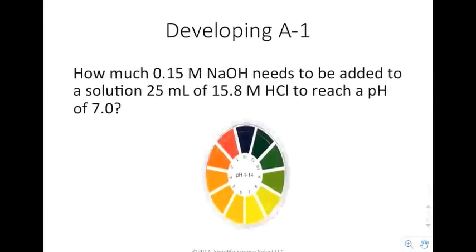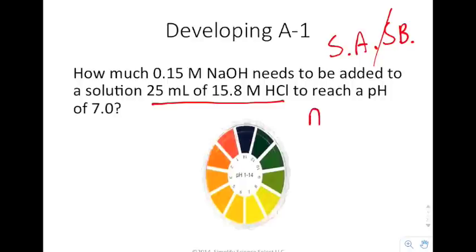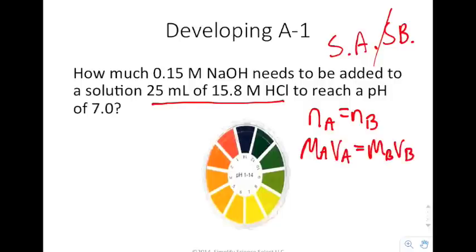It says how much 0.15 molar sodium hydroxide needs to be added to a solution of 25 mL of 15.8 molar HCl in order to reach a pH of 7. You should realize that both of these are strong acid and strong base, and it's a titration. Because of that, the pH is going to be 7 when the number of moles of acid equals the number of moles of base. I don't actually have the number of moles, but I do have the concentration. So another expression would be the molarity of the acid times the volume of the acid equals the molarity of the base times the volume of the base.